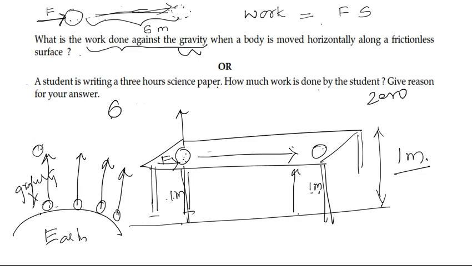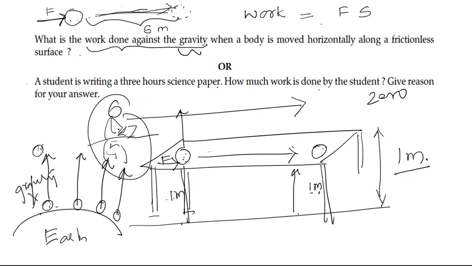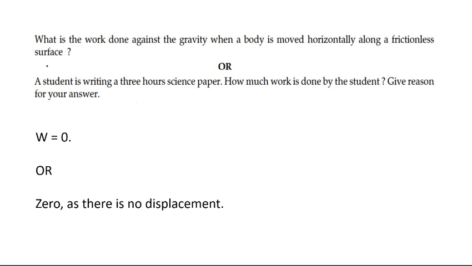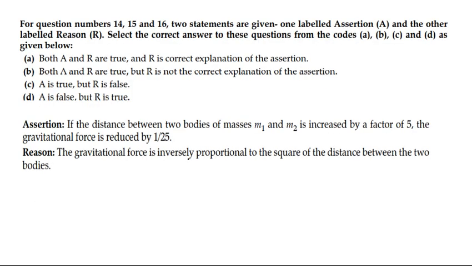Whereas if a boy sits for writing an exam, he will not move from his place. And that's why, however much time he is there at one place, there is no work done because there is no displacement. So the answer is very simple. First case, there is no change in the height, so work done is 0, and there is no displacement, so work done is 0.